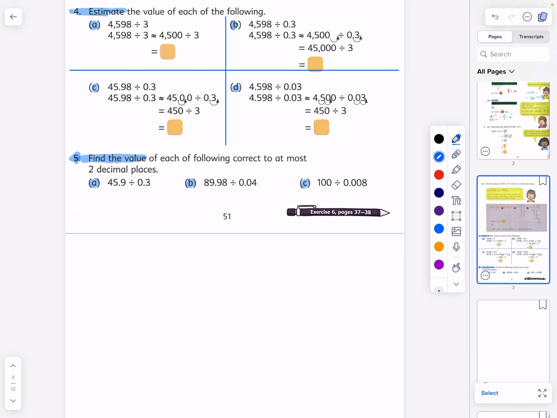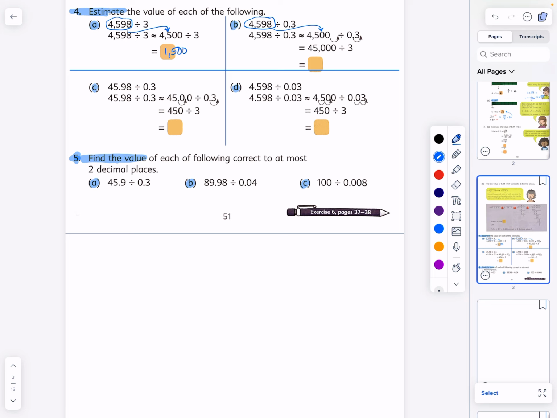So estimation has 2 steps, round, then divide. How do we round? In division, we round to the closest division fact. So 4,598, well, isn't it so convenient? It is very close to 4,500, which is perfectly divisible by 3, and we have 1,500 as our quotient. Now, take a look. The same number, 4,598, divide by 3/10. So we can round it to 4,500.